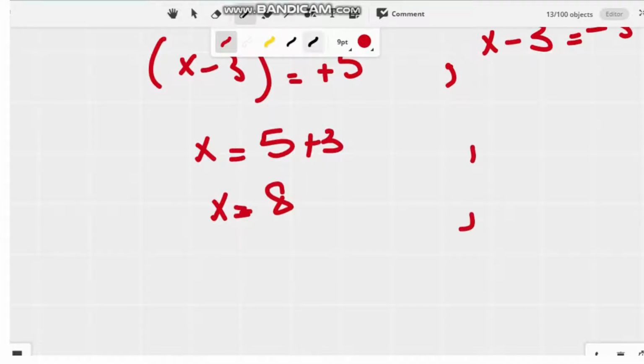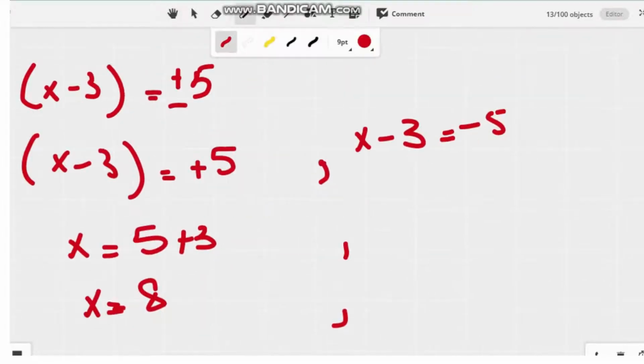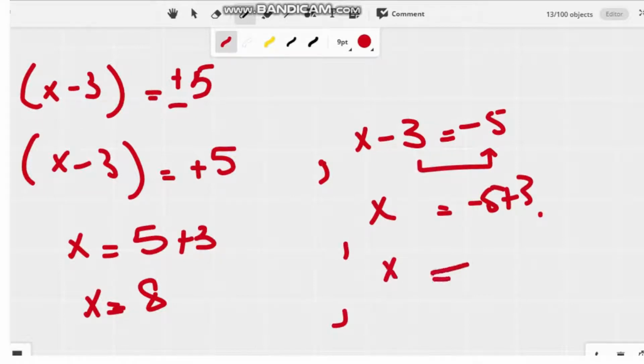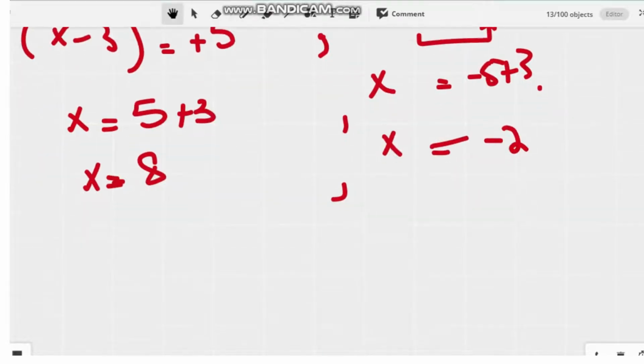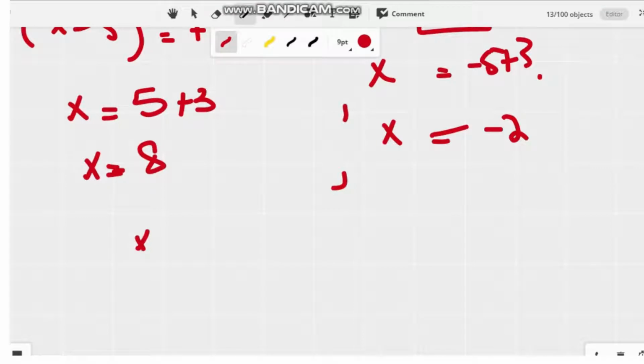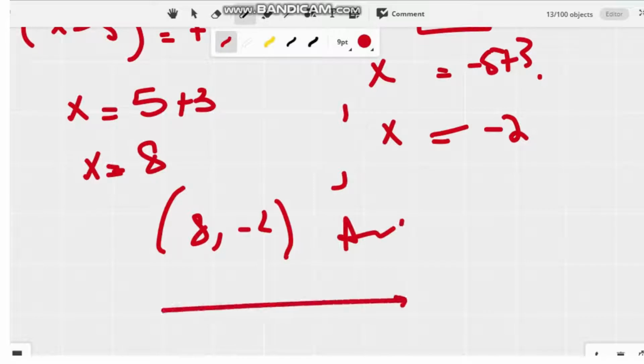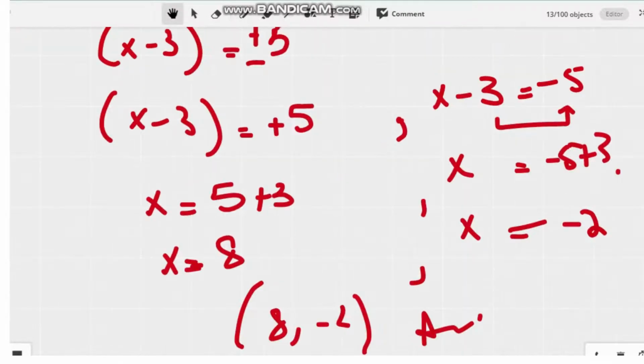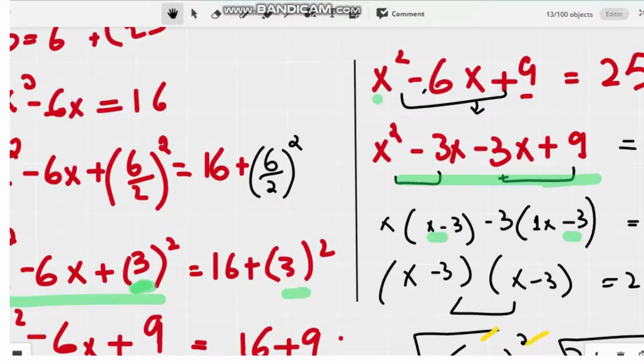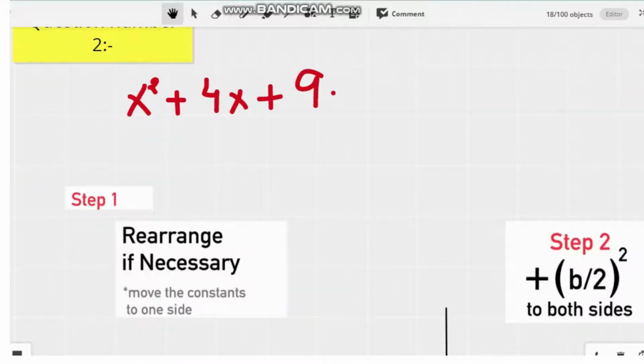And here we get x minus 3 equals minus 5. We move this 3 to the right side, so that becomes positive. So x equals minus 5 plus 3, that is negative 2. So I got two values, 8 and negative 2. So x is 8 and negative 2. That's the answer. This is the way to do the completing square. So let's have a look at the second example.